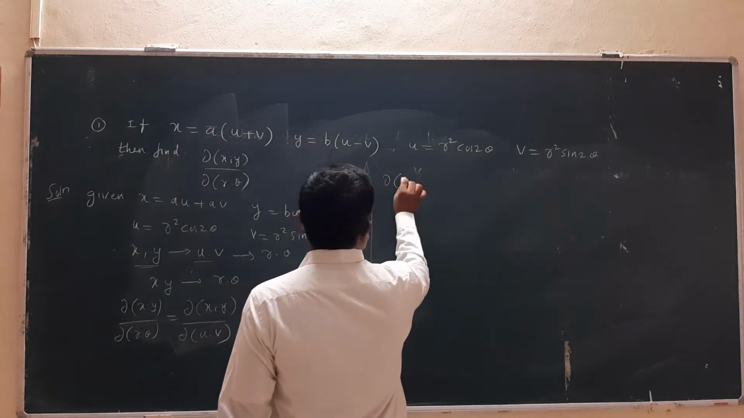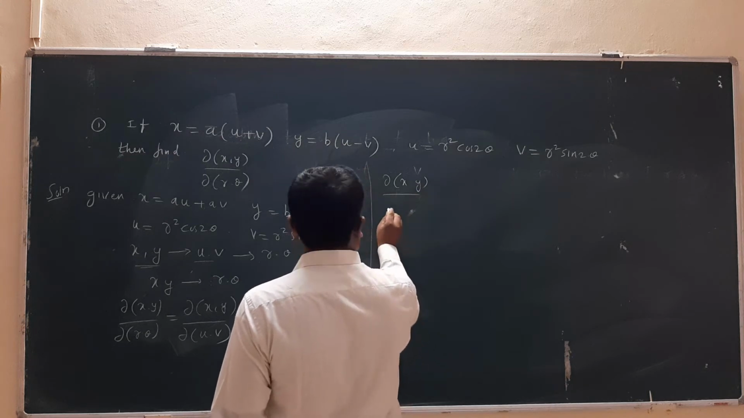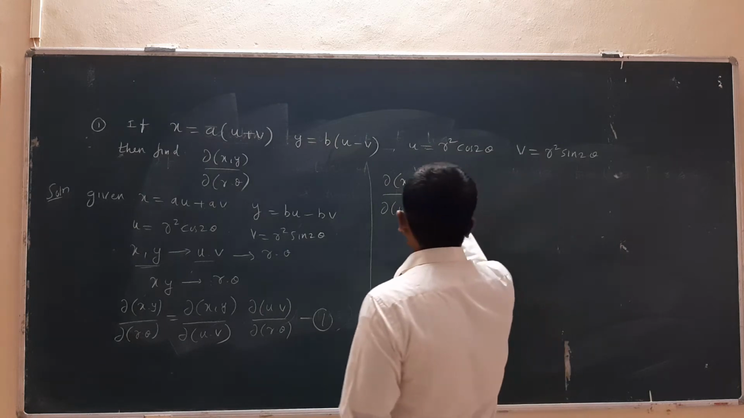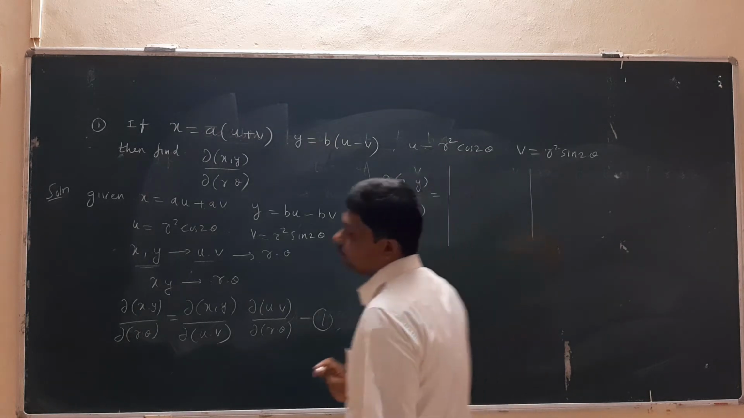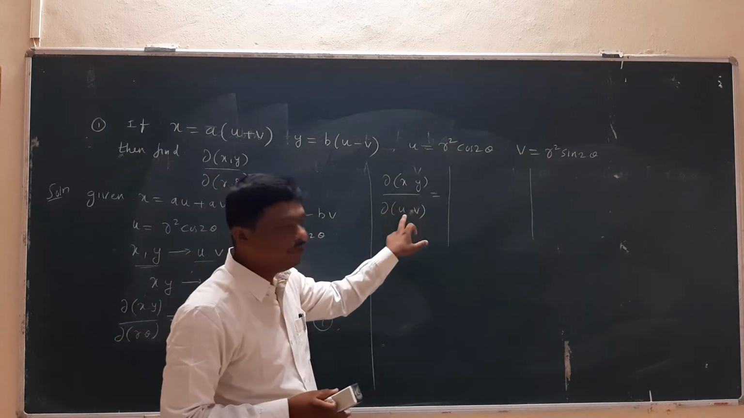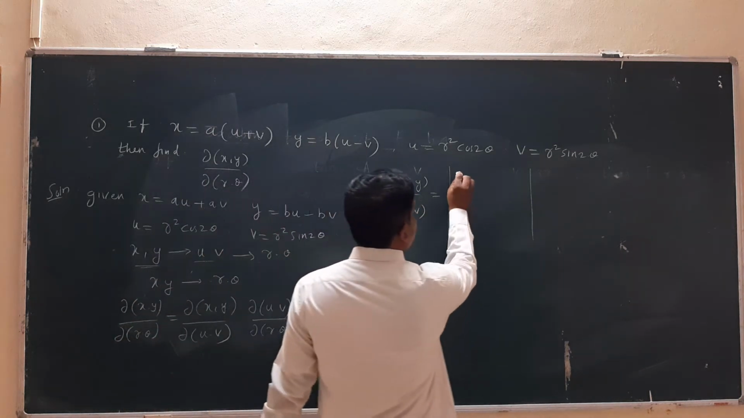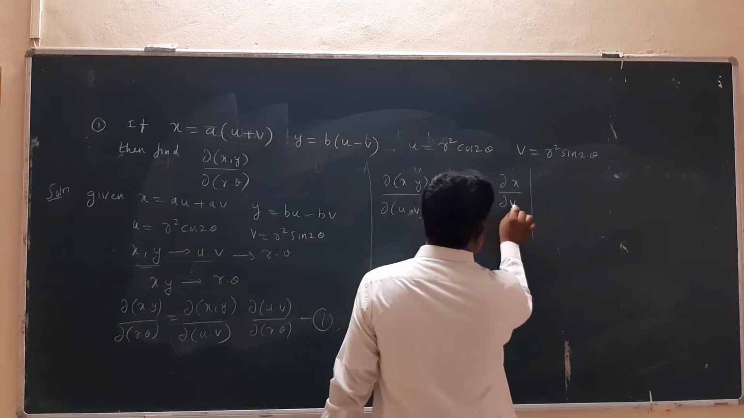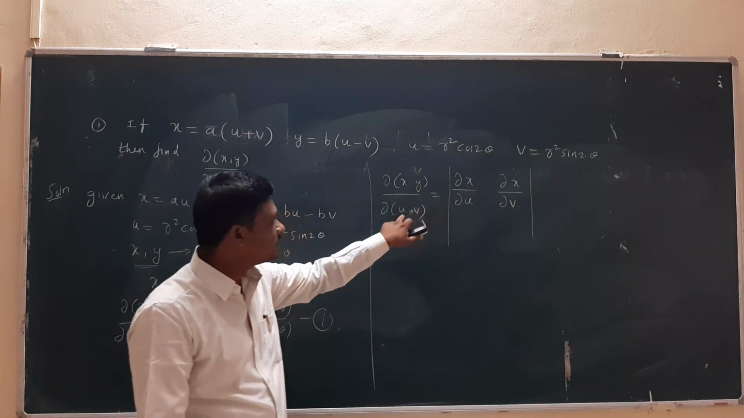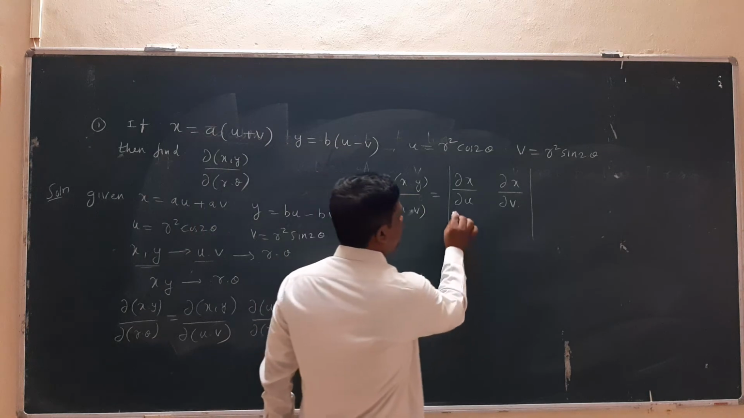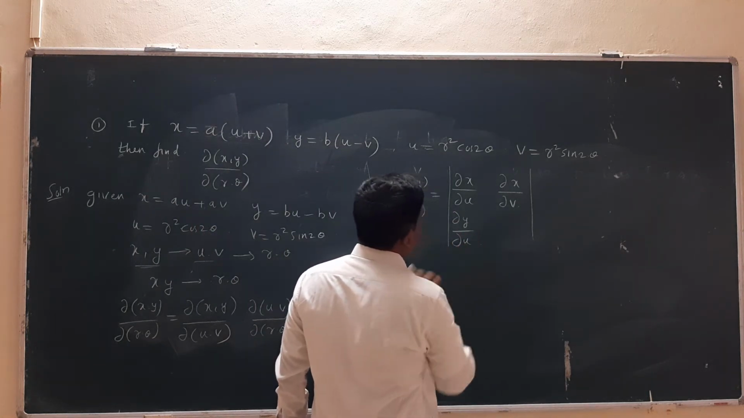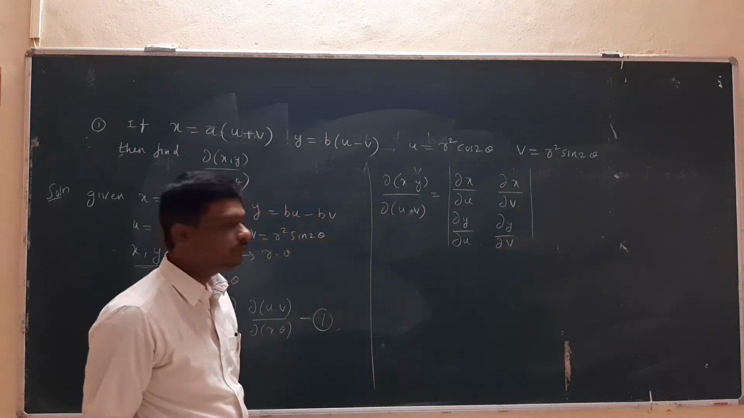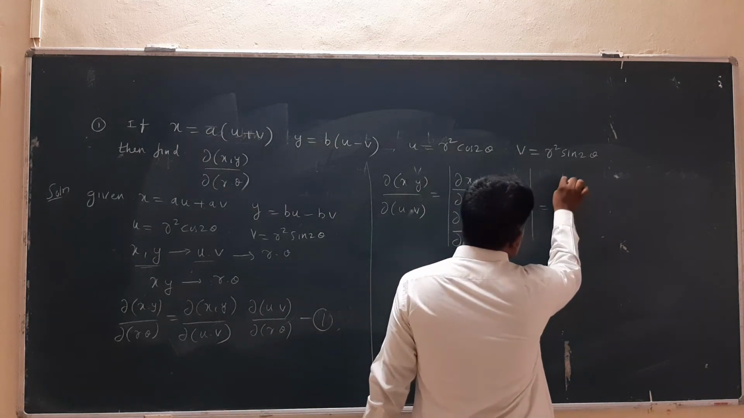First I will take dou of x y upon dou of u v. So this becomes the determinant of, so this indicates x with respect to u and x with respect to v: dou of x upon dou u, dou of x upon dou v. Then y with respect to u and y with respect to v: dou of y with respect to u and dou of y with respect to v. So one by one I will find the values here.